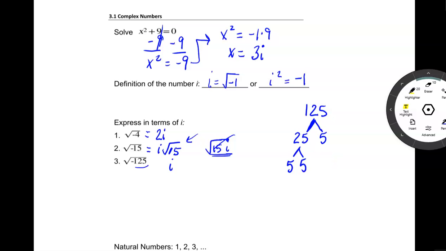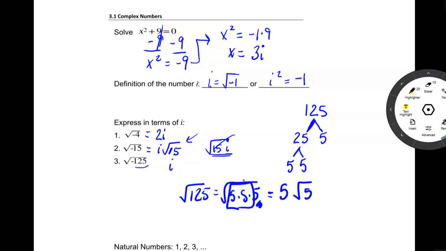I think that's a little easier to follow. So I am going to rewrite the square root of 125 as the square root of 5 times 5 times 5. Well, we can break these two 5's apart and say the square root of 5 times 5, or 5 squared, is 5. And then we're left with this other 5 still under the radical.